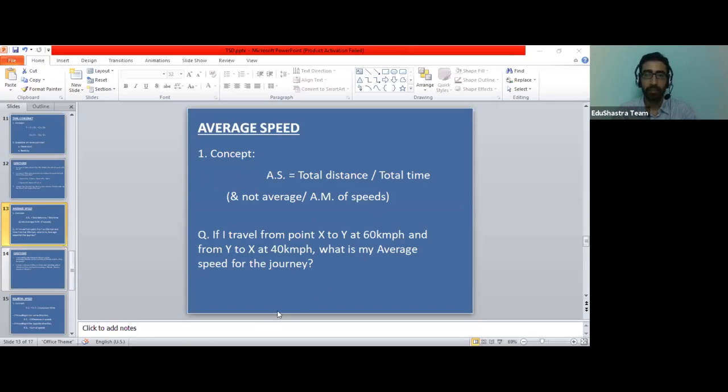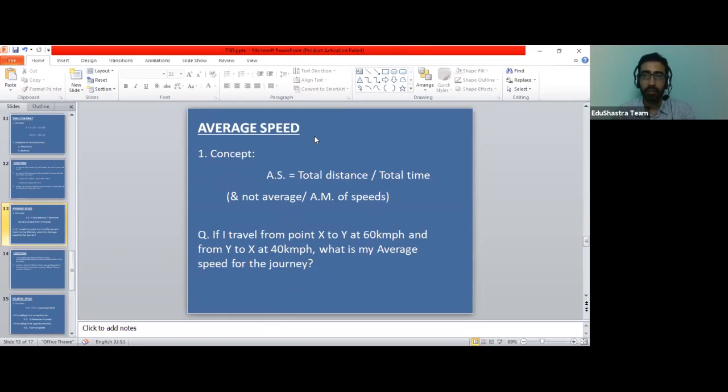48, indeed. This in the history of time speed distance is the most overused question, what we call ghisa hua. This has been used so many times over and over again, the same values 40 and 60. And yet I often hear in class the answer 50. It's not 50, it's 48. And most of you have got it right.